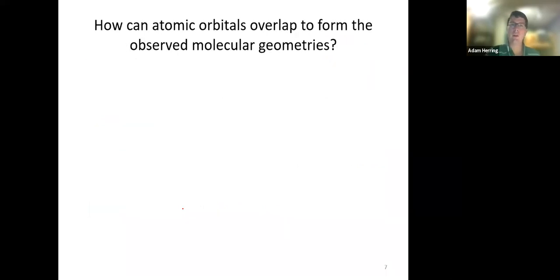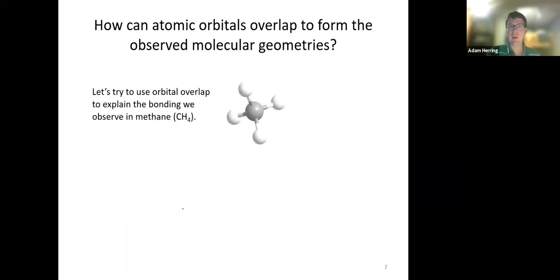So how can we use atomic orbitals to explain the observed molecular geometries? Let's talk about a simple molecule, methane. We know that methane has 4 electron domains. Because it has 4 electron domains, it's tetrahedral, and therefore its bond angle should be 109.5 degrees. This is a 3-dimensional structure, and all of the bonding domains are of equal length and equal strength.